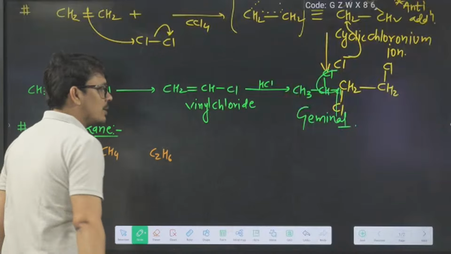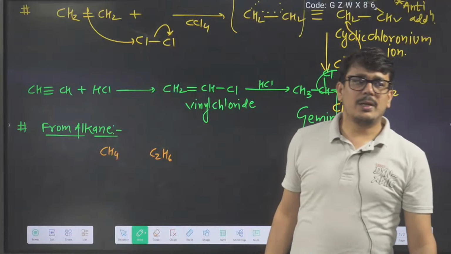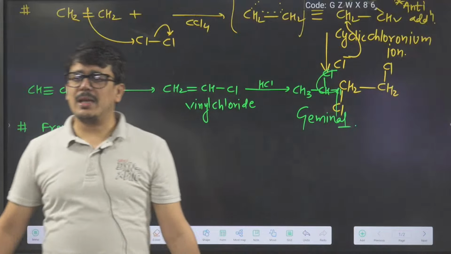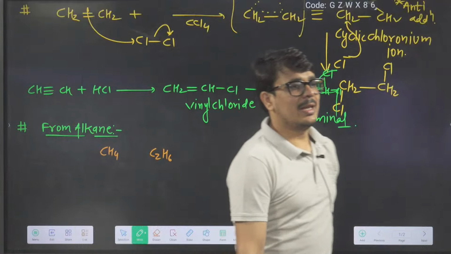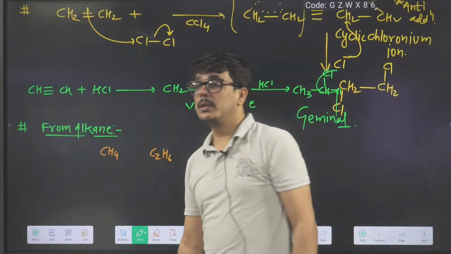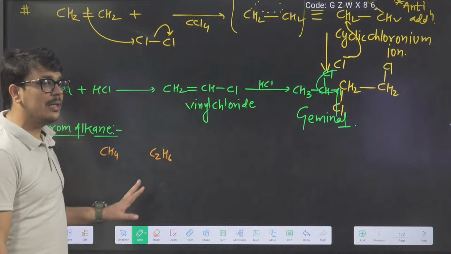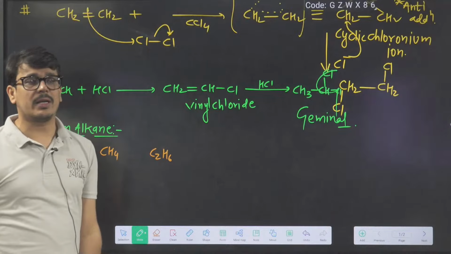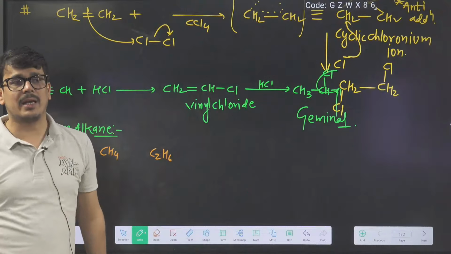For example, C2H6. First one, alkanes. In this alkane, if I ask you one thing: are alkanes more reactive or less reactive? Even I can say that these are the least reactive molecules that we are discussing in organic chemistry.